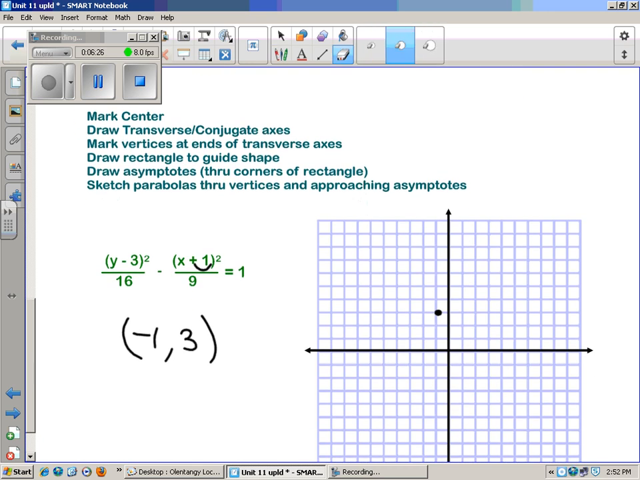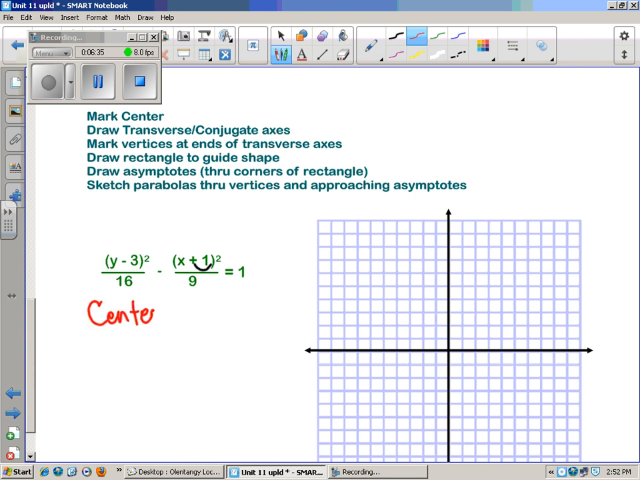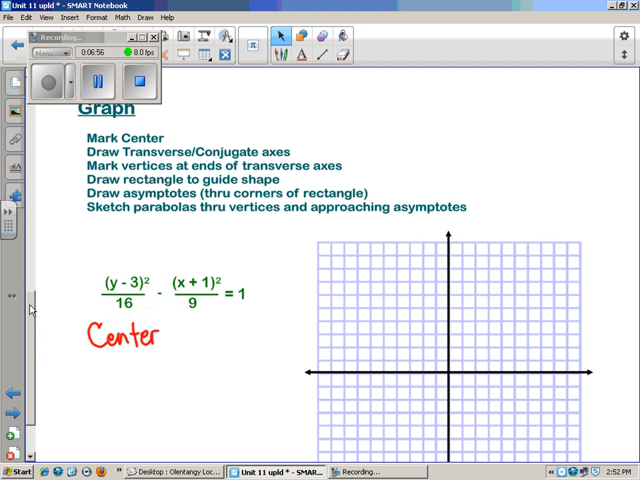All right, so the first thing I want to do is find the center of my parabola. Okay, now remember, just like with ellipses, it's got to be the x or y term and the x or y term, and then it has to equal 1, and there has to be a minus. So first of all, make sure it's in standard form, and this one is, so we're good.